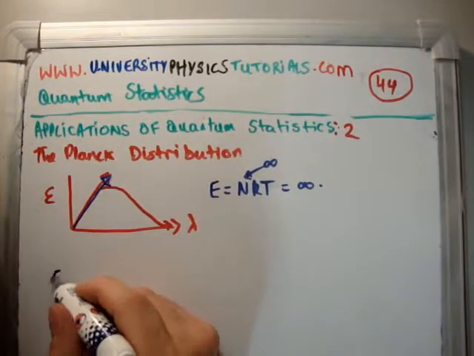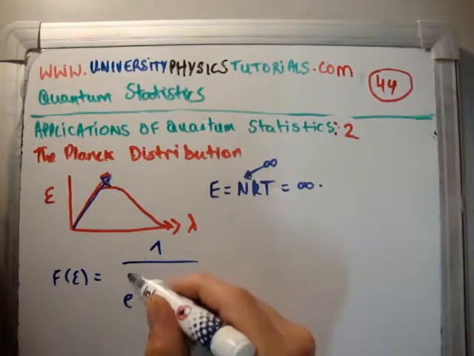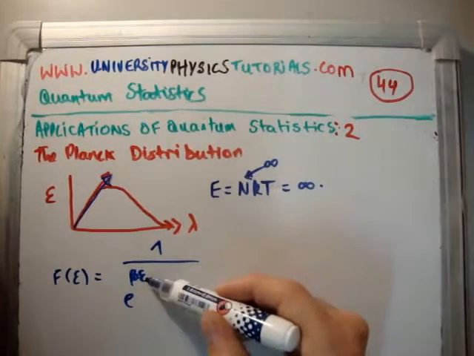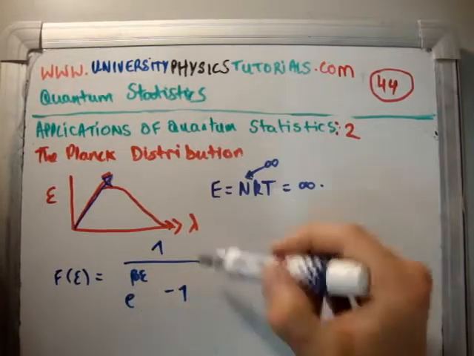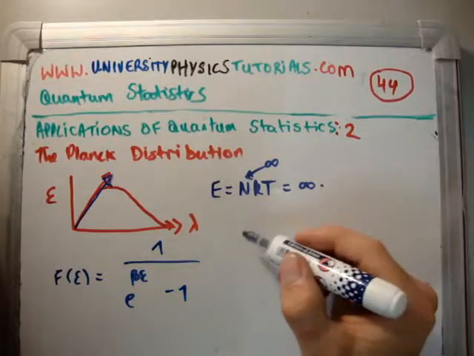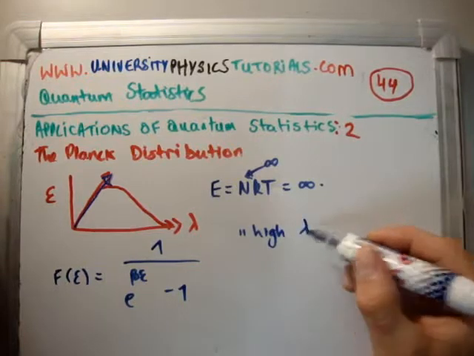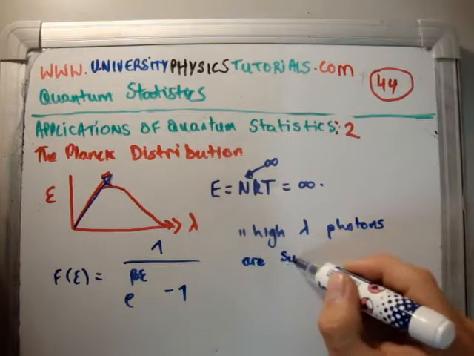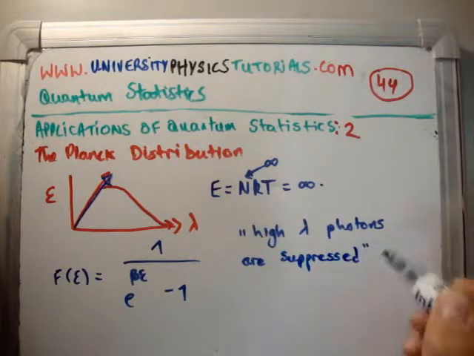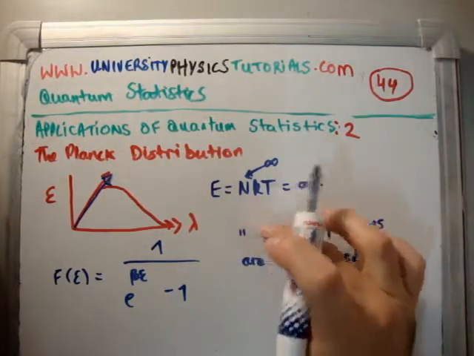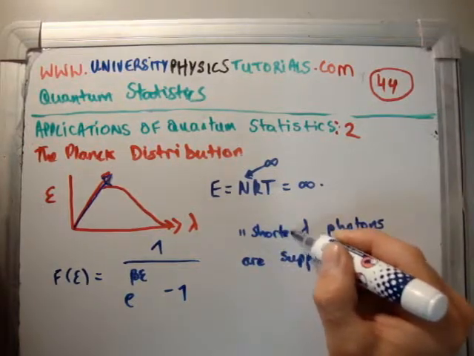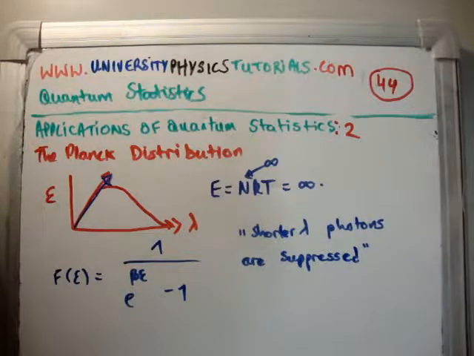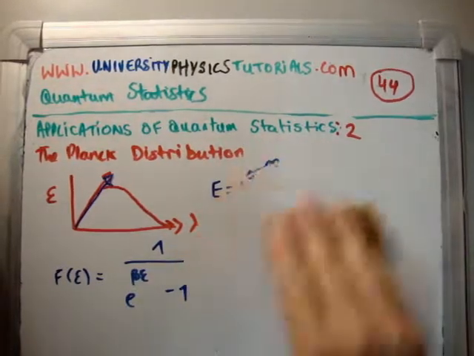So if we look at the Planck distribution, we find that at higher energy, so higher values of epsilon, this exponential is bigger and bigger. So the whole occupancy function gets smaller and smaller. So you could say that the higher energy, shorter wavelength photons are suppressed. What are the shorter wavelength photons? The shorter wavelength photons, of course, are UV. So the ultraviolet photons are suppressed more and more at higher frequencies. They're suppressed exponentially, and that's observed in experiment. That's why the Planck distribution function seems to work just fine, because it explains the ultraviolet catastrophe.